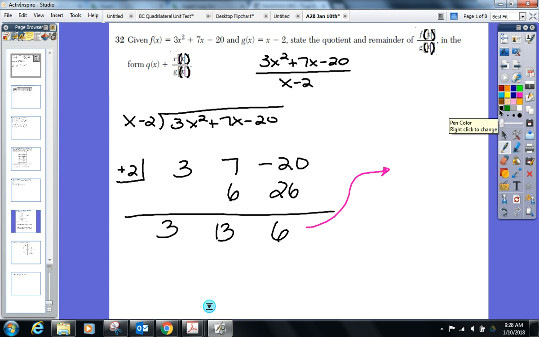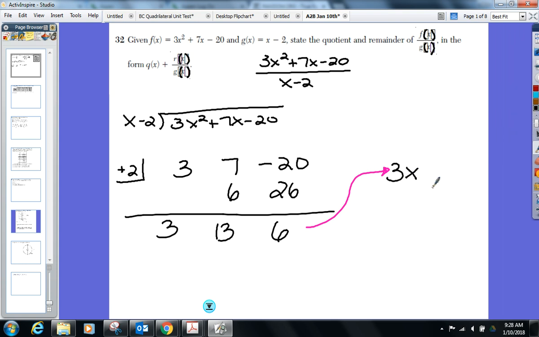Well, you started with 3x squared, so it's probably not going to be 3x squared again. No, it'll be 3x, one less on the exponent, plus 13. And now this is your remainder. They tell you how to write it, but even if they don't, we should still write it like this. Plus 6 over what you were dividing by, x minus 2.